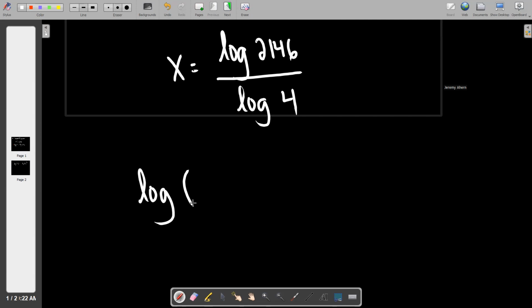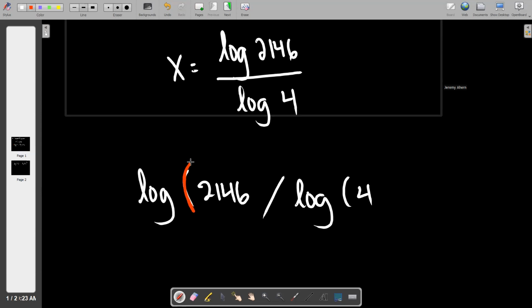Because it's going to wait. One of the most common errors I see is people type log and then type in 2146 and then go divided by log of 4. The trouble is this parenthesis, this red one, is going to wait and stay open until you tell it to shut. So the moment you put this other red one here, the calculator knows, okay, I'm done with the first log. That's a killer. That takes a lot of points off papers every year.